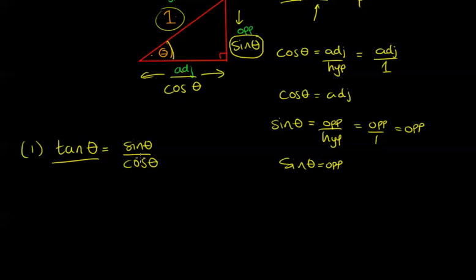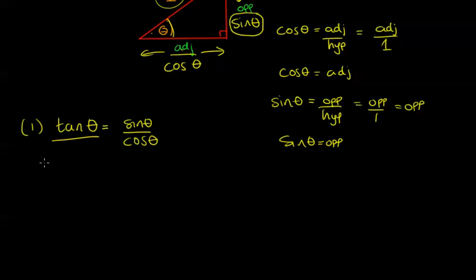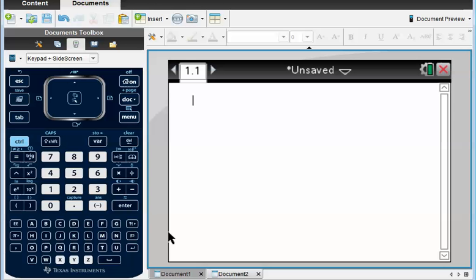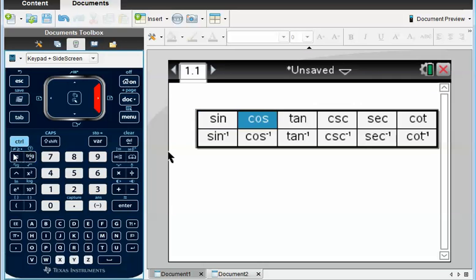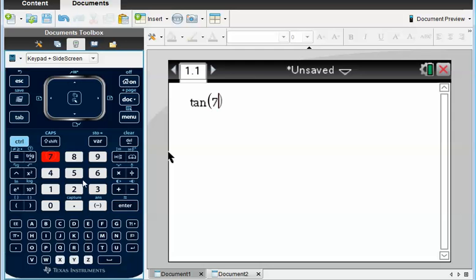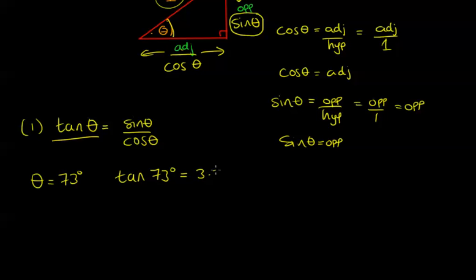And well, let's just see if that works. Let's pick any angle for theta, something like 73 degrees. On our calculator, we'll work out tan of 73 degrees and see what that comes to. Let me just check that I'm in degrees. Okay, yep, I'm in degrees. So I want to do tan of 73. And what number do we have? 3.271. Okay, now let's see if this rule works.